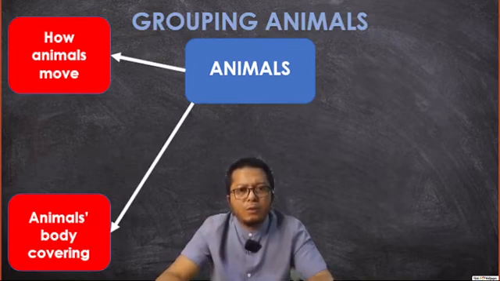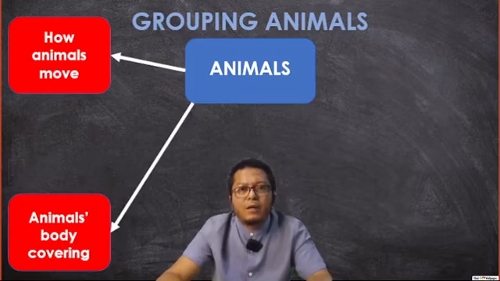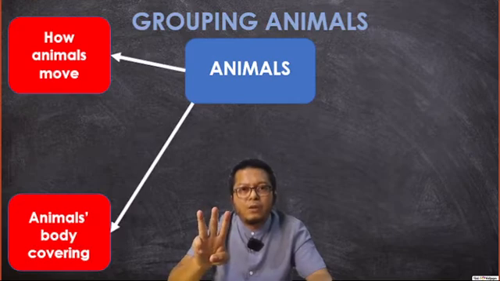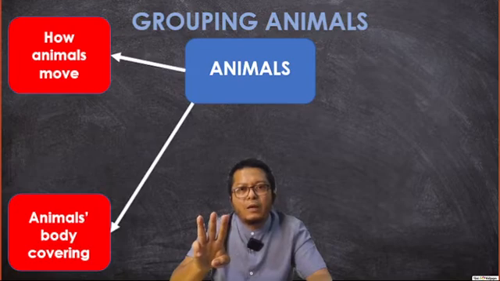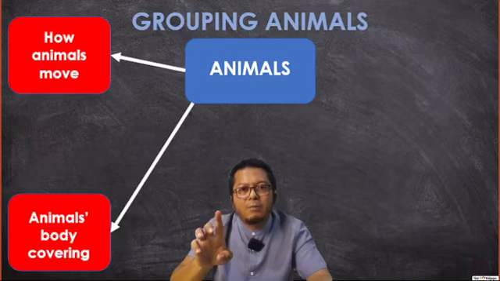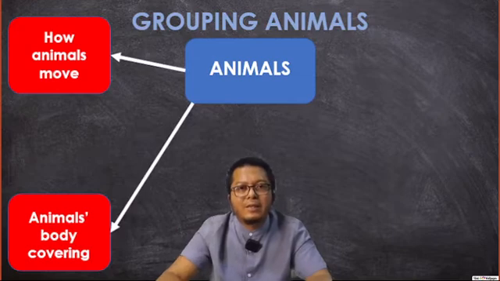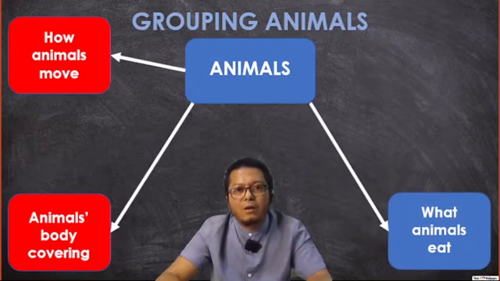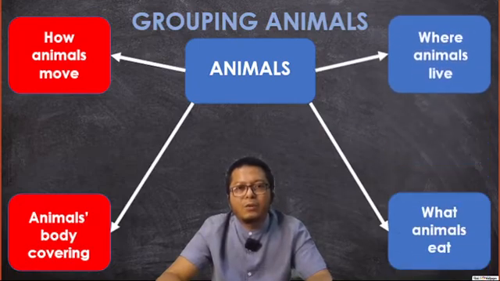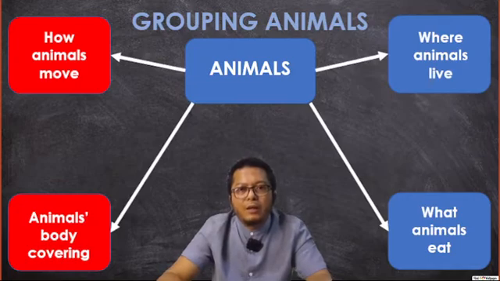So moving on to last week's topic, animals' body covering. There are 3 types of groups. Animals can be divided into 3 groups based on their body covering. Some animals are covered in fur, some animals are covered in feather, and some animals are covered in scales. So this week we shall talk about grouping animals by what animals eat, and then next week grouping animals by where they live.